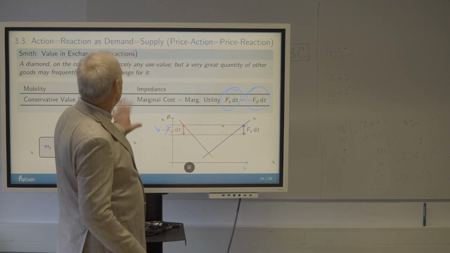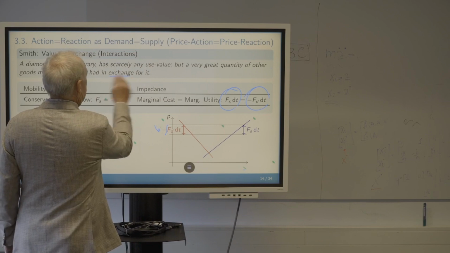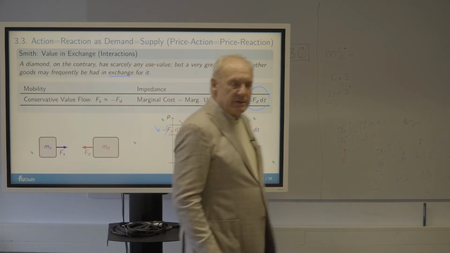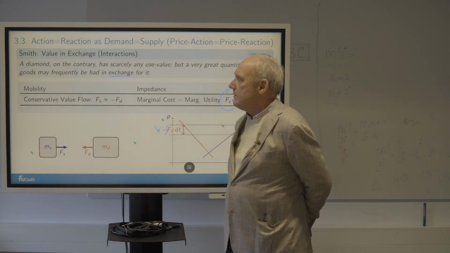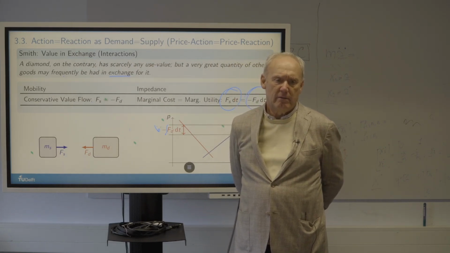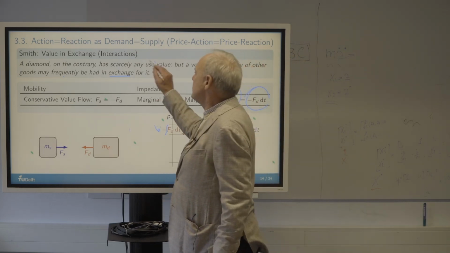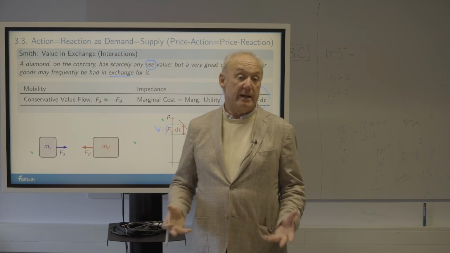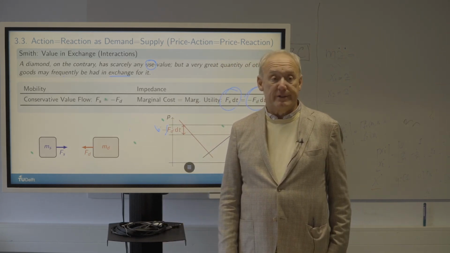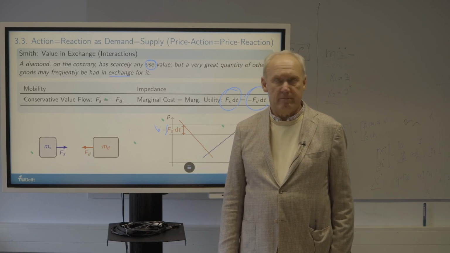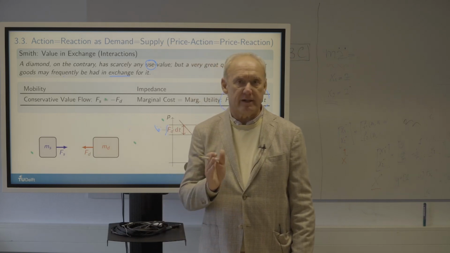And this type of value is what Smith calls value in exchange. So here he has a very famous paradox, showing that if you think of price as value, you have to be careful what you mean by value. So you can't confuse what Smith says with use value. Water has a lot of use value, and diamonds have no use value. I mean, they're pointless, most of the time.